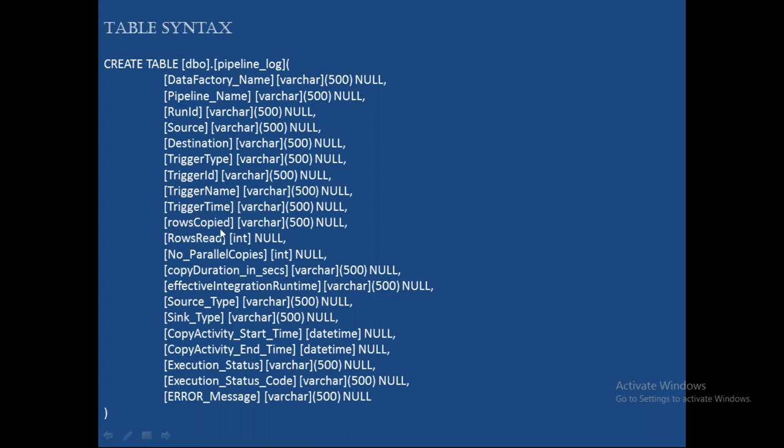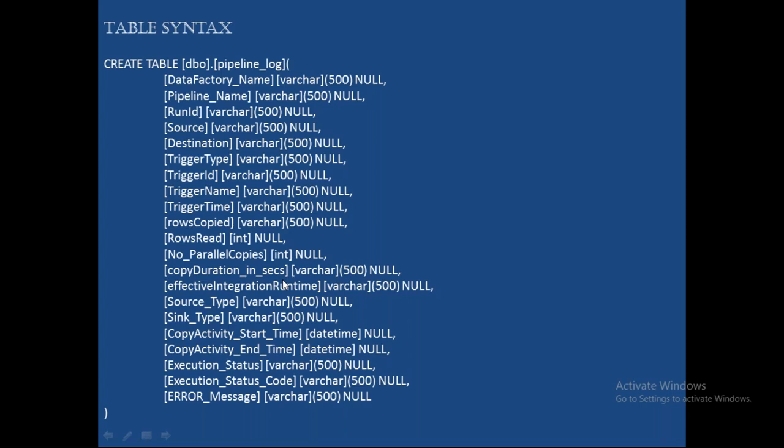Next, rows copied: number of rows written. Rows read: number of records read from the source. Parallel threads: number of parallel copies. Copy duration in seconds means the time it has taken to copy data from the SQL database to the blob store. The effective integration runtime, same as before, friends: what type of IR we have used.